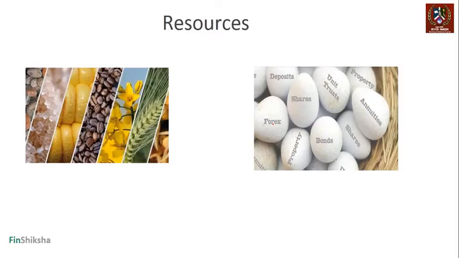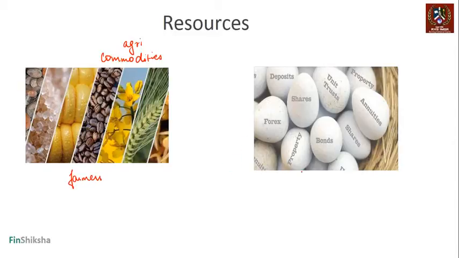Now, what could these resources be, right? Some of these resources could be hard commodities, right? Agricultural resources, for example. So these are agri commodities. I can have corn, I can have coffee, I can have any other kind of crops that are available, which typically farmers have these kind of resources.